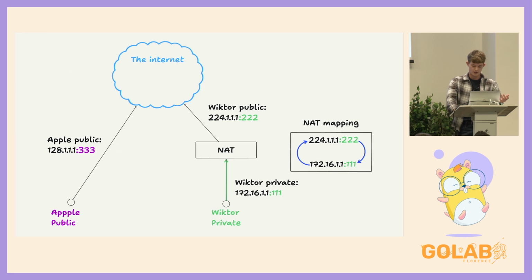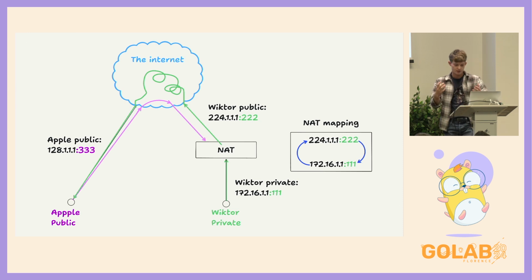So let's see the connection flowing. Yeah, we connect to Apple, and then Apple sends a reply. It goes to the NAT, and NAT now consults its mapping. It knows that the address 222 should be mapped to the following private address, and the connection goes through. OK, everything works. Now let's try doing it the other way around.